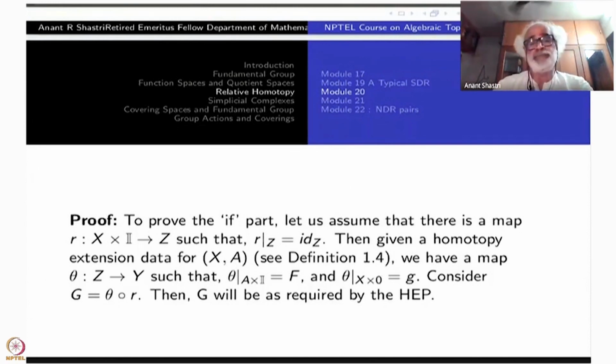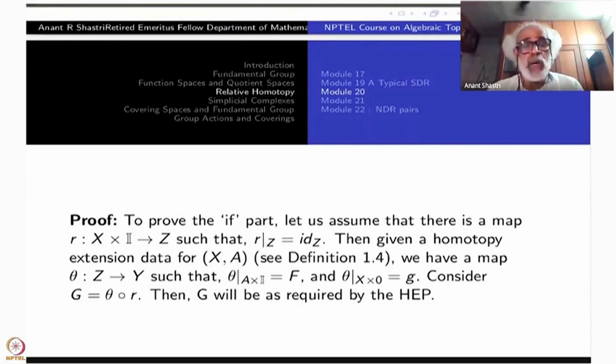This means that you have a map from A cross I to some Y, and on X cross 0, A is the inclusion map, the restriction map can be extended. Then I want to have an extension on the entire of X cross I of the homotopy H. So suppose you have such a homotopy data.